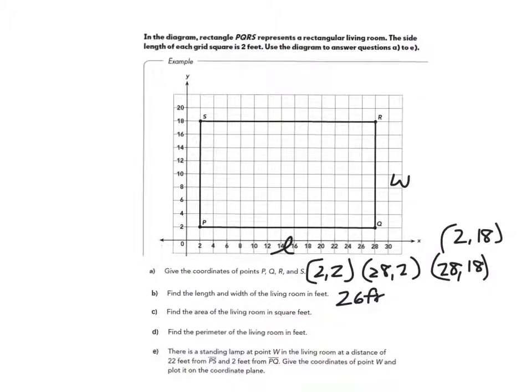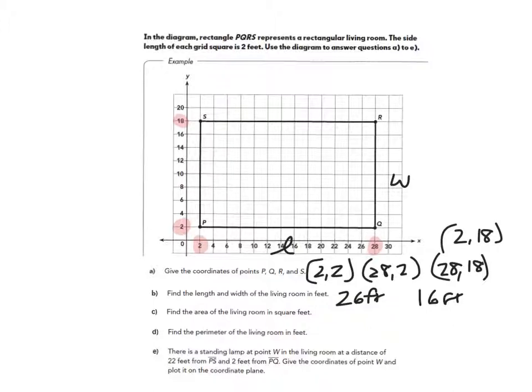And then I could count 1, 2, 3, 4, 5, 6, 7, 8, but then that's double. So I'll just say that that's 16 feet. Another way I could look at it is to notice that the distance between 28 and 2, 28 minus 2, ends up being 26. I could also see that this is 18 and this is 2, and I know 18 minus 2 is 16. I could do it that way as well.